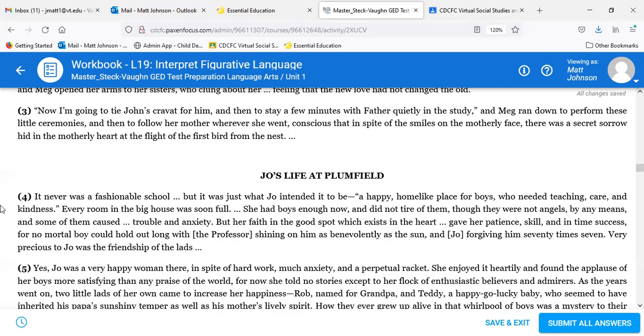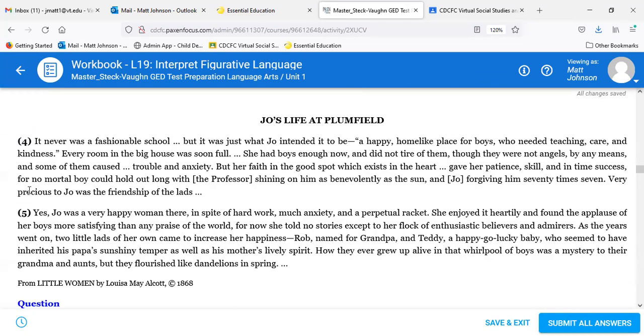All right. Let's see, Sasha Gay, could you read that first paragraph for us for Jo's life at Plumfield?